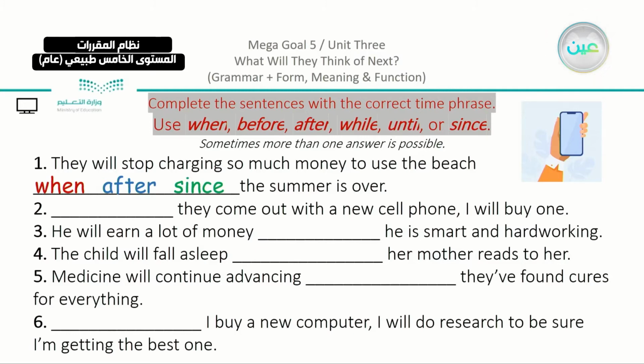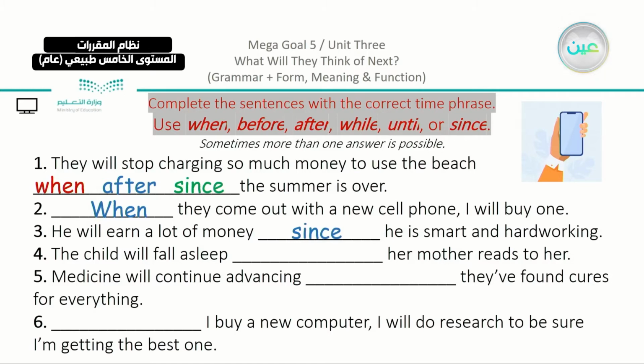After that, we have number 2. Blank, they come out with a new cell phone, I will buy one. So you're waiting to buy a cell phone. What can you use from the time phrases that we have here? We can say when they come out with a new cell phone. He will earn a lot of money, he is smart and hardworking. So mashallah, we have here smart and hardworking. So we have since he is smart, he will earn a lot of money.